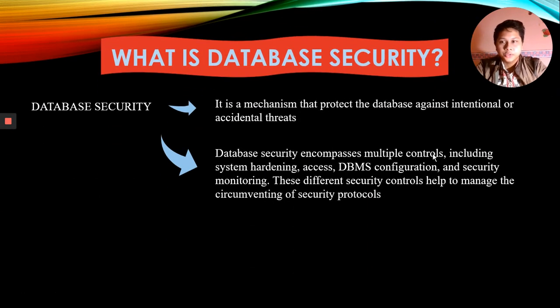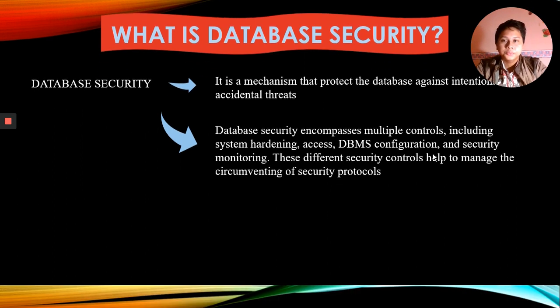So what is database security? Database security is a mechanism that protects the database against intentional or accidental threats. Database security encompasses multiple controls, including system hardening, access, DBMS configuration, and security monitoring. These different security controls help to manage the circumventing of security protocols. A database is a collection of information stored in a computer, and security is being free from danger.